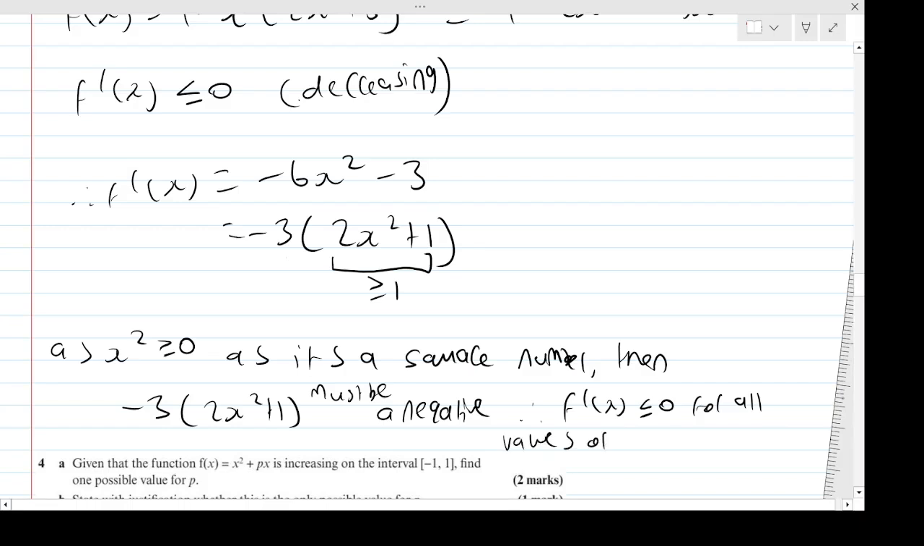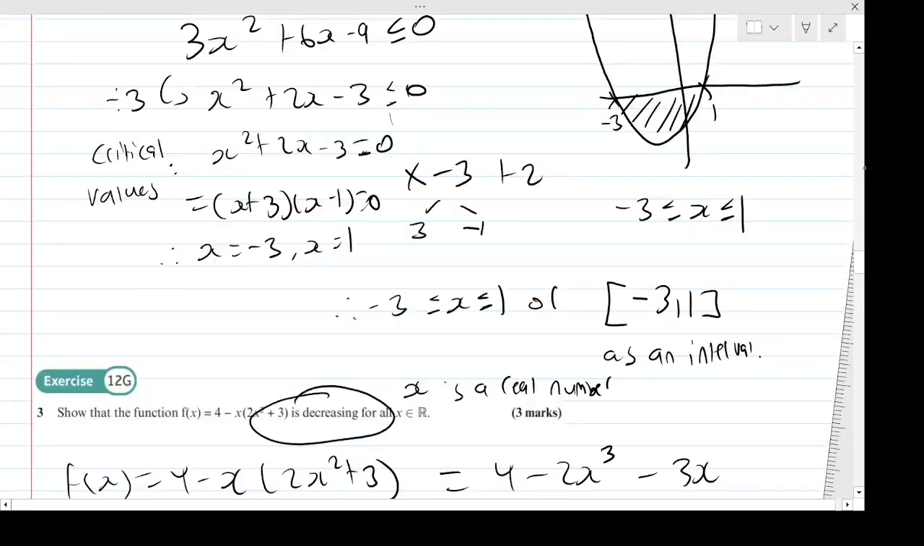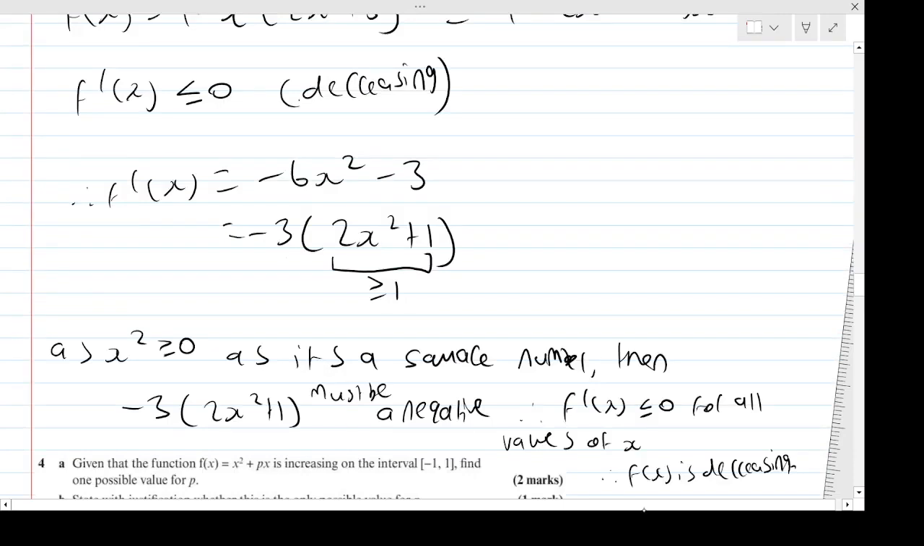Well, what does that mean? If the derivative is always negative, then that means the function has to be decreasing. And there we are. Our proof is done. So now we've shown that it has to be decreasing by considering the gradient, and we've shown that the gradient was always negative.